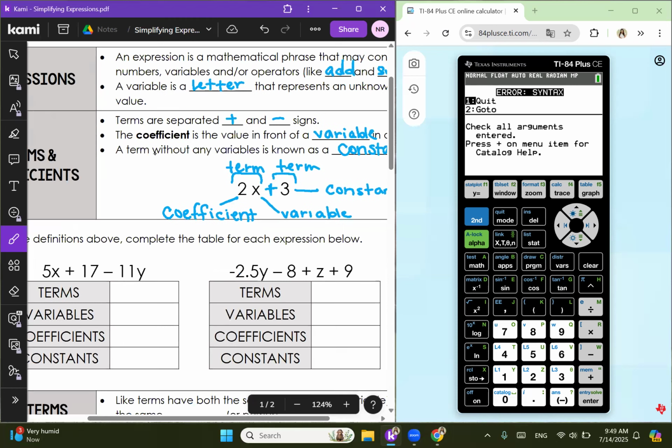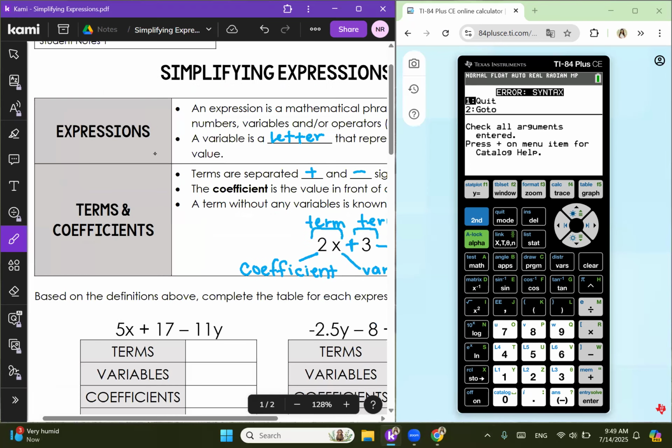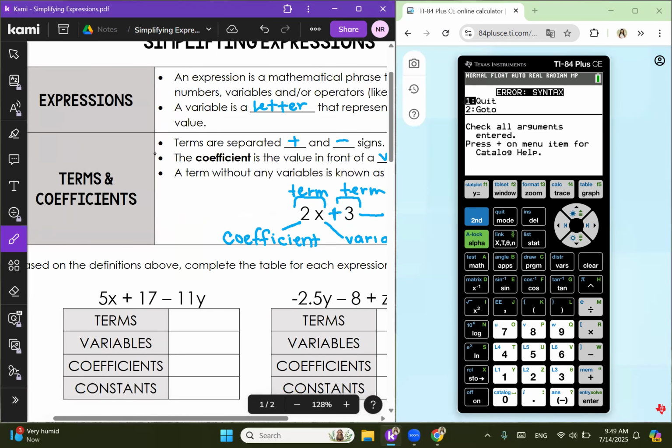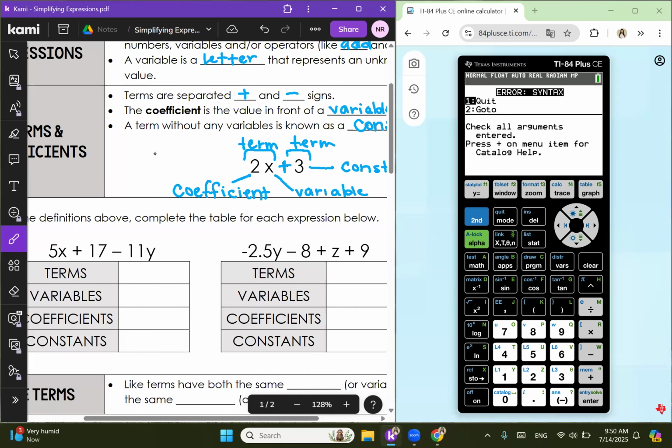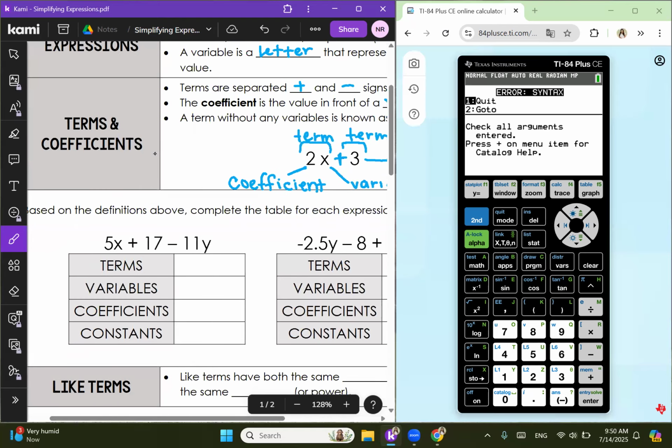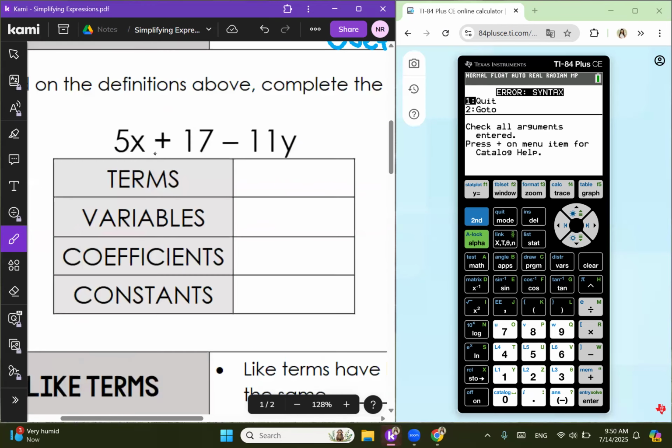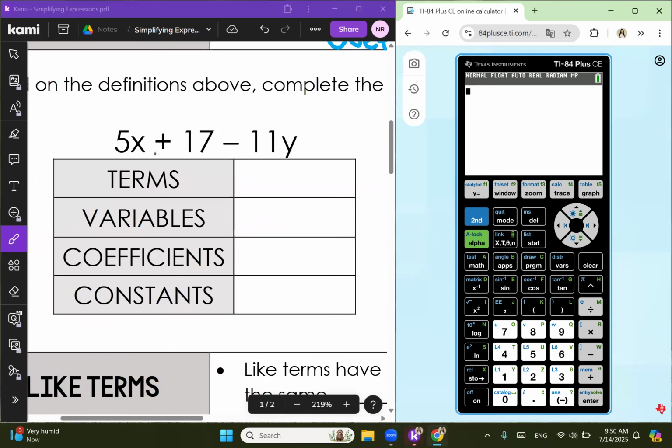Right here it says, based on the definitions above, complete the table for each expression below. So we want to know how many terms we have in this very first expression. I think I keep pressing buttons over there.